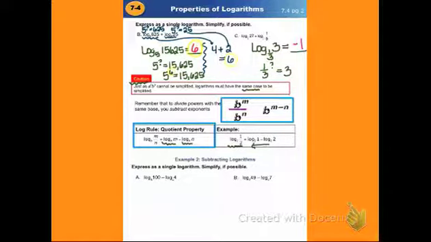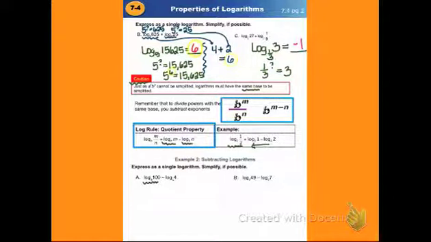Let's take a look at some examples. It says express as a single logarithm and simplify if it's possible. Again, just thinking about why we might want to use this. If I were to ask you the value of the log base 5 of 100, I'm thinking, 5 to what power equals 100? Well, I know 5 squared is 25 and 5 cubed is 125, so it's got to be somewhere between 2 and 3, but that's not pinpointing it very closely.